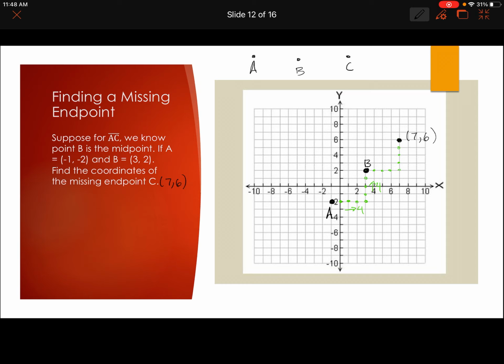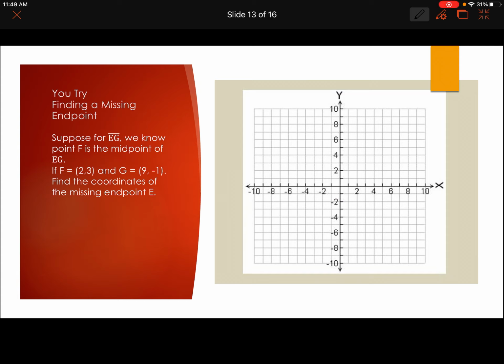If we did our midpoint formula, we would have -1 plus 7 divided by 2, and A had a y-coordinate of -2, so -2 plus 6 divided by 2. I don't need those parentheses. -1 plus 7 is 6, divided by 2 is 3. -2 plus 6 is 4, divided by 2 is 2. You see that we get the midpoint that we were given. So one way is to move horizontally and vertically to get to our midpoint. We'll talk about how we do it algebraically after you try to do the same thing.